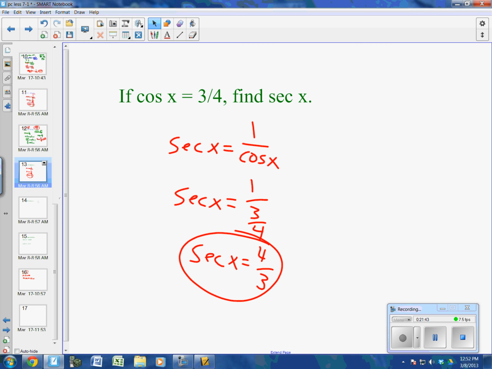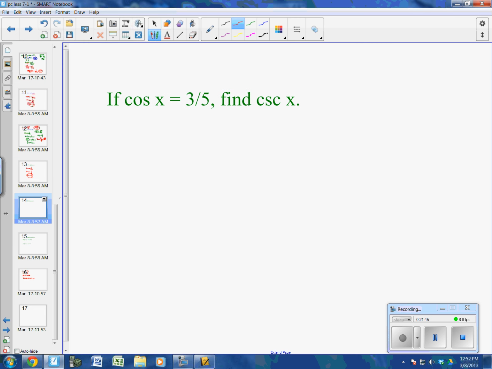Okay, here we go. Next one. This one right here. Is there an identity that has a cosine and a cosecant in it? But we can use the what? Yes, we can. Good job, Sean. Sean noticed that we can use that first Pythagorean identity and substitute 3/5 in for cosine, right?